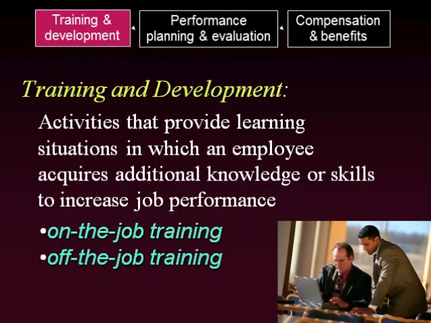Training and development includes all the educational activities that an employee engages in to help them learn the skills they need to do their job well and increase their job performance. There's on-the-job training, which is job rotation. It can include an apprenticeship or mentoring. And then there's off-the-job training. This is when a person would be sent to a classroom to learn new material, new skills.